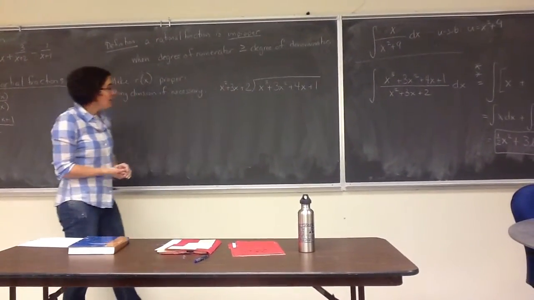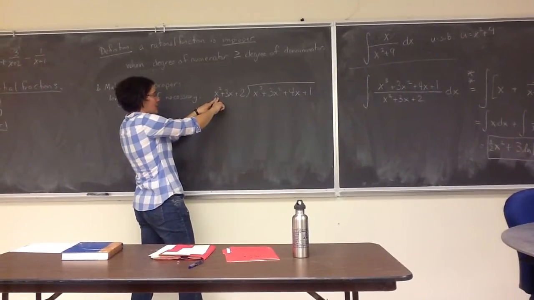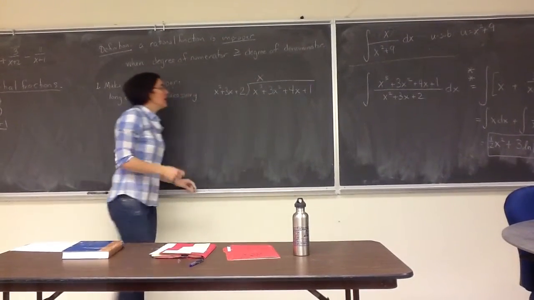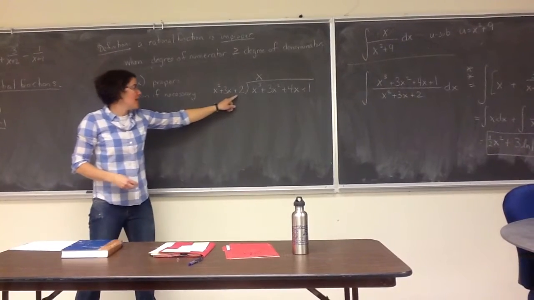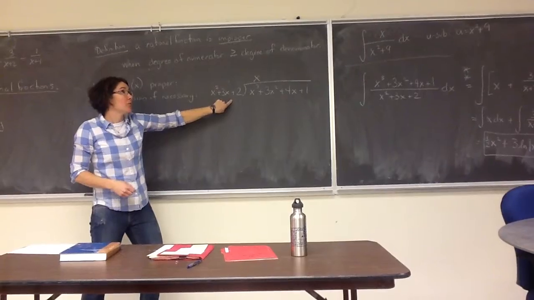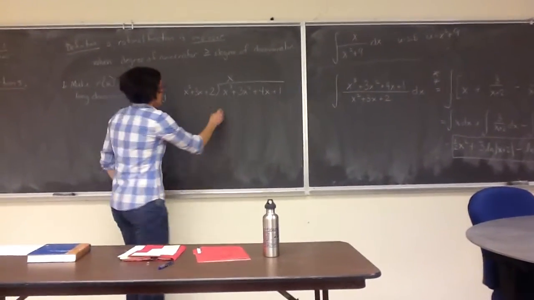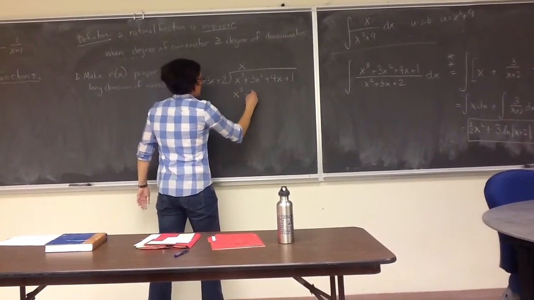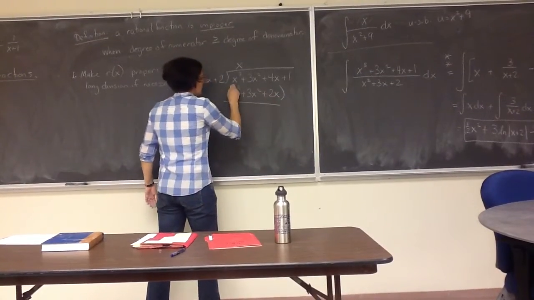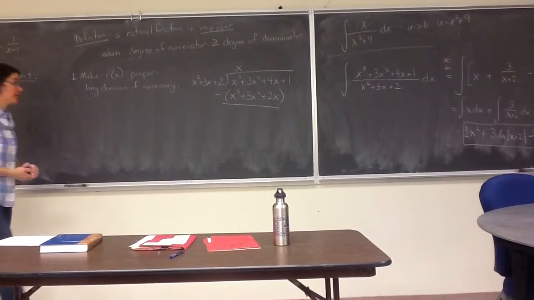Okay, so I'm looking at this long division, and I'm looking at my biggest terms, and I ask myself, what do I need to multiply x squared by to get x cubed? I have to multiply by x. And so I take that x, and I multiply it by every term in my divisor. So we've got x cubed plus 3x squared plus 2x, and I'm going to subtract that entire polynomial off.